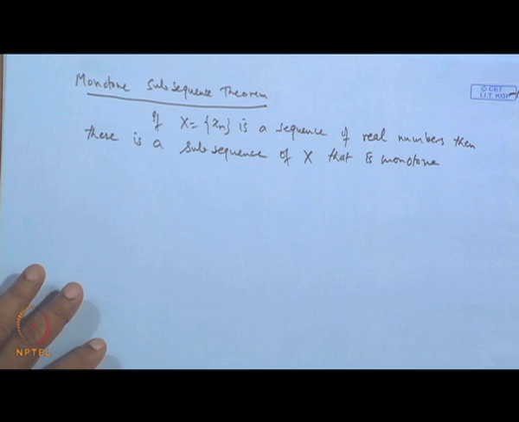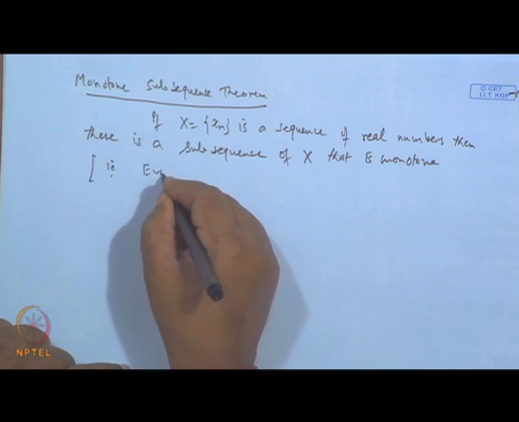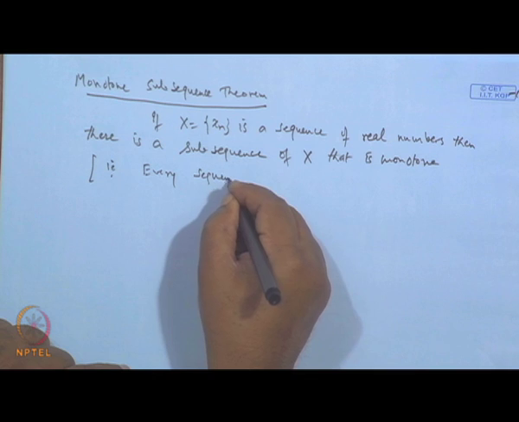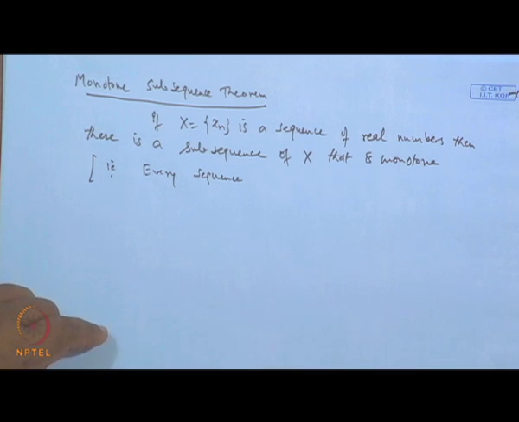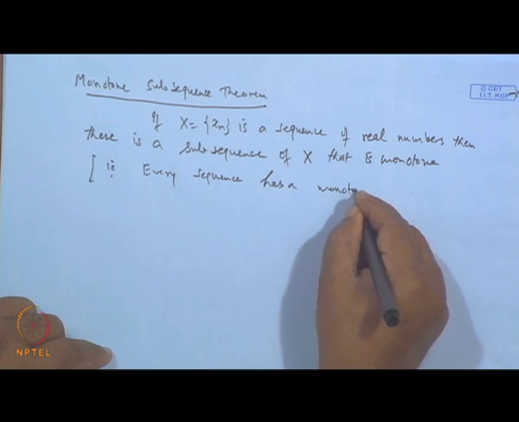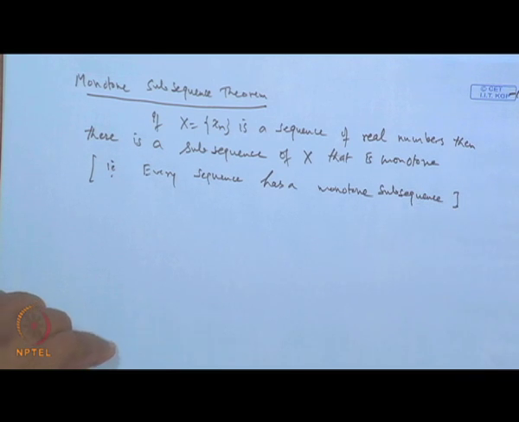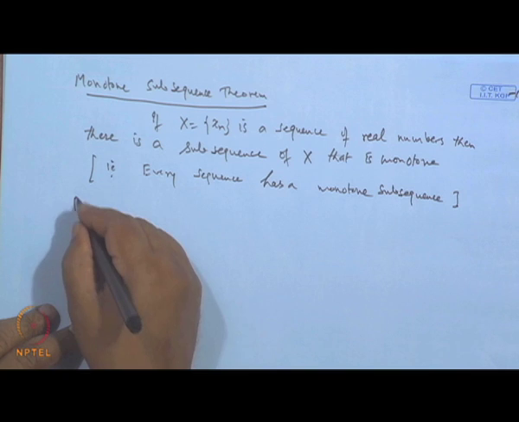So, this is a very interesting result that every sequence has a monotone subsequence. Every sequence has a monotone subsequence. So, that is the proof.